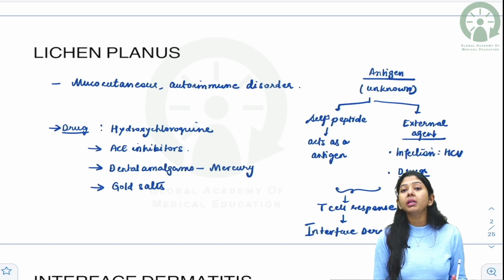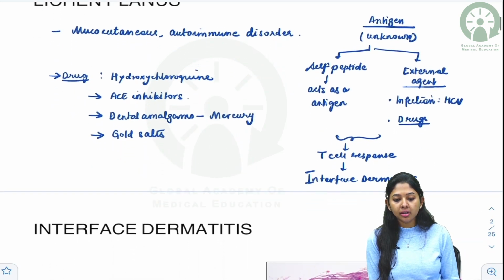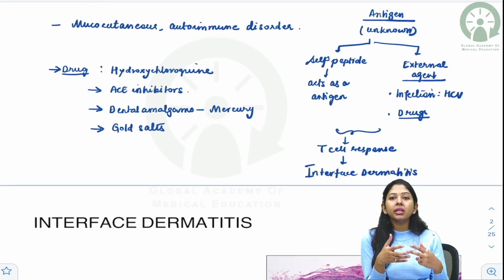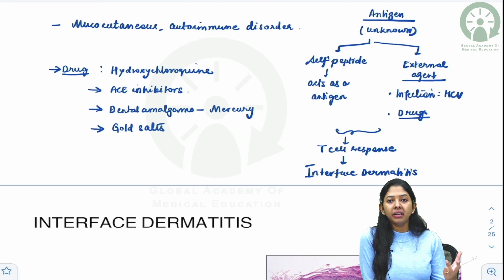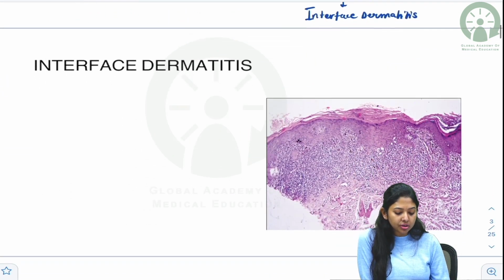So lichen planus is a mucocutaneous immune disorder in which the antigen is unknown to us. It could be something in the body, a self-peptide that could be triggering this reaction, or it could be an external agent. There has been a controversial association with hepatitis virus, or it could be drugs like hydroxychloroquine, ACE inhibitors, gold salts, dental amalgams which have mercury, that could be triggering a lichen planus like reaction. So that generates a T cell response and it leads to interface dermatitis.